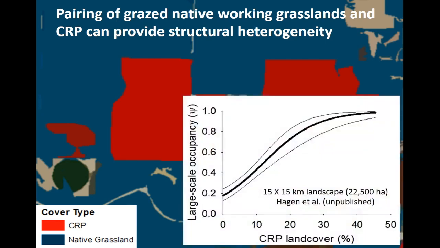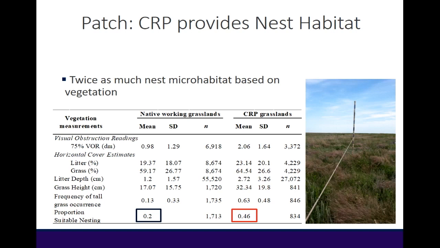And this is a graph that Christian Hagen shared with me that's in press, I believe, or in progress. What he's found is that large-scale occupancy at the 15-kilometer by 15-kilometer scale increases with CRP. But what I want you to look at is that x-axis. Even with 15 to 20% CRP in that landscape, we're getting a high occupancy rate. So we're getting that heterogeneity, and we're adding something to the landscape that wasn't there previously.